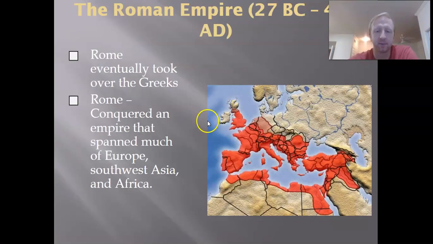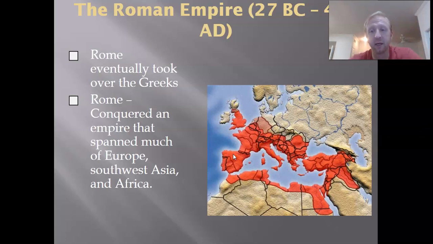Ancient Greece. Okay. So, skipping forward like 1,000 years or so, we move straight to the Roman Empire. This is the next biggest empire. It's probably the empire that has the most influence of any of the ancient empires ever. The Romans eventually took over the Greeks, right? Rome conquered the entire Spain of Europe, Southwest Asia, and Africa. As you can see, they took over a lot. Many, many different types of people all fell under the Roman rule.